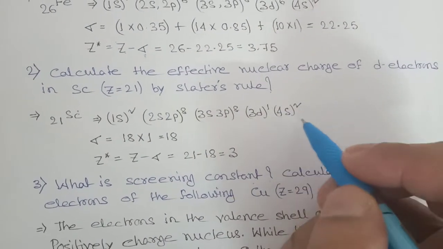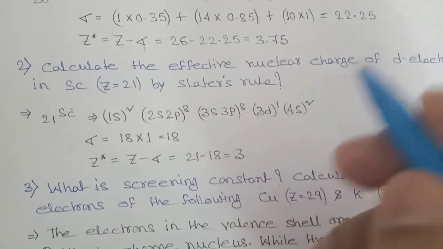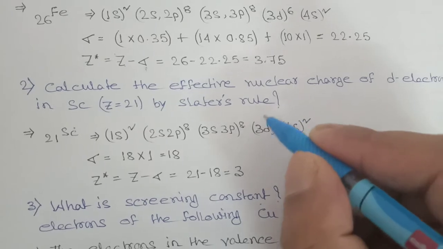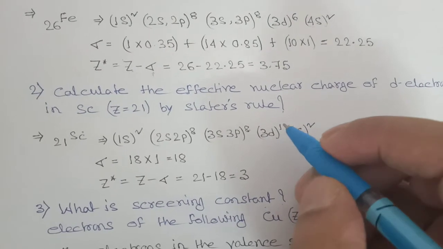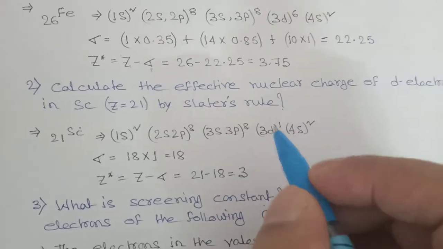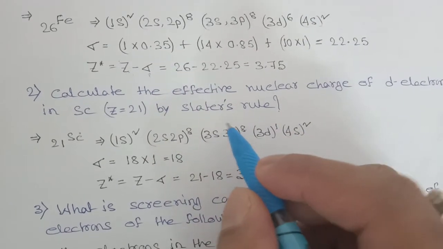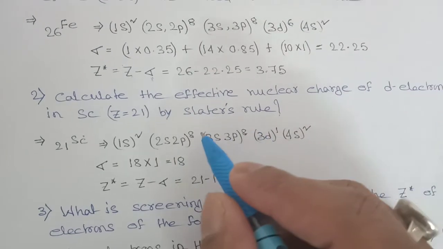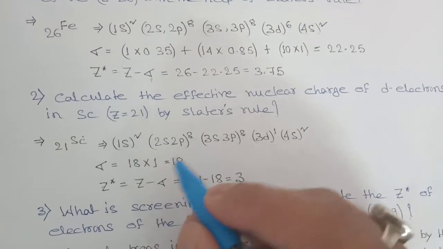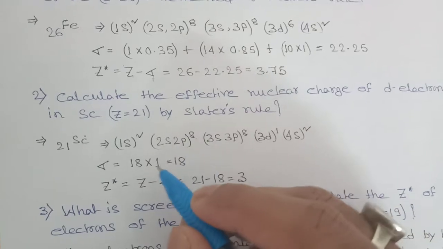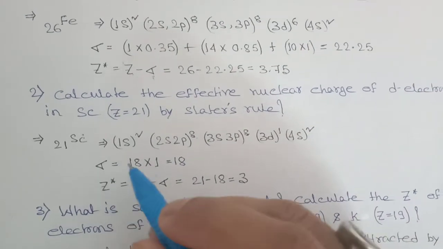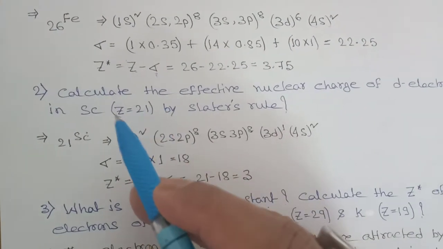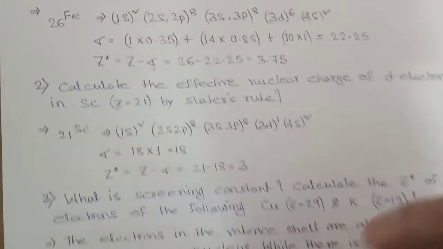So we first cancel out this one, then we subtract 1 from here. 1 minus 1 will be 0, so no contribution for n electrons. Only we have n minus 2, n minus 3, so we have 8 plus 8 is 16, plus 2 is 18. So 18, and the contribution will be 1. That's why we can calculate sigma is equal to 18 into 1, equal to 18. So Z star will be equal to 21 minus 18, that is 3.